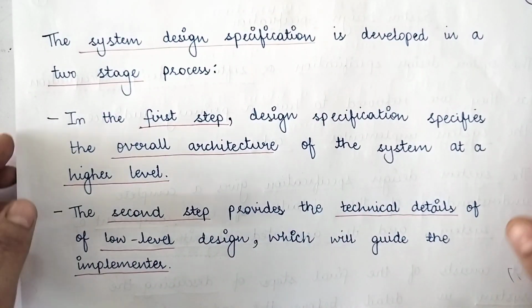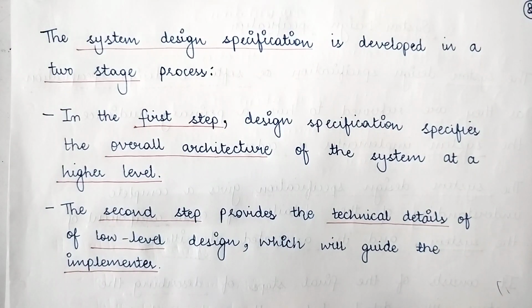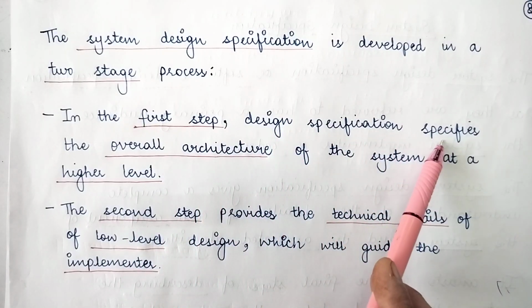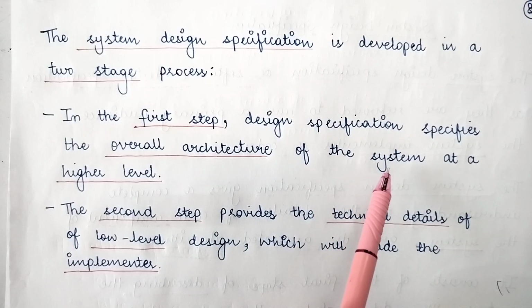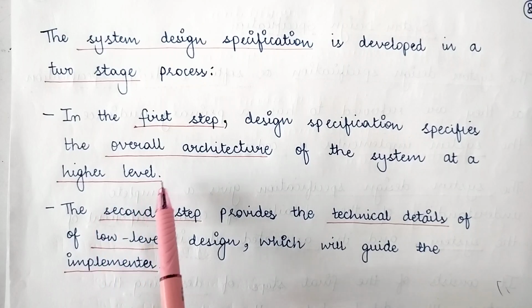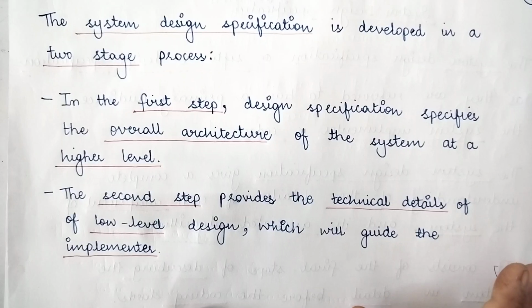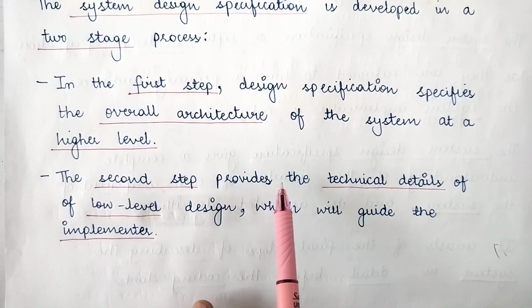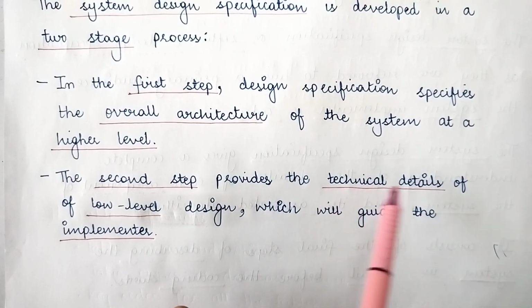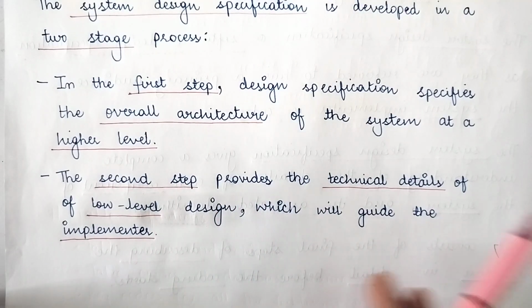The system design specification is developed in a two-stage process. Now this document is developed in two stages, hence a two-stage process. In the first step, the design specification specifies the overall architecture of the system at a higher level. So in a generic way, at the higher level, the overall architecture of the system is specified in the first step. Then in the second step, it provides the technical details of the low level design, that means the components which will guide the implementer.